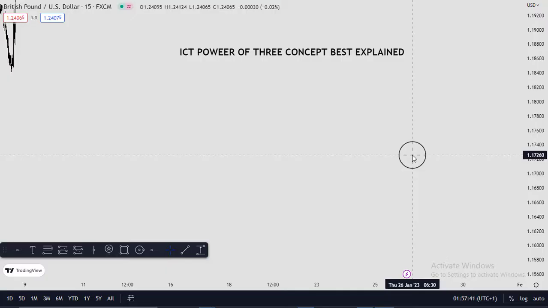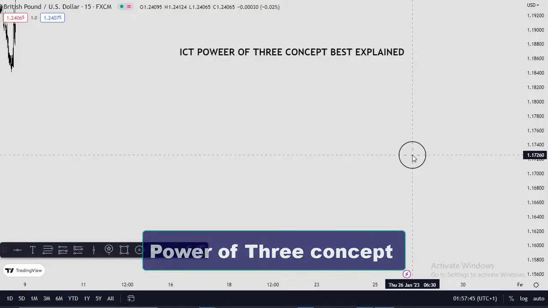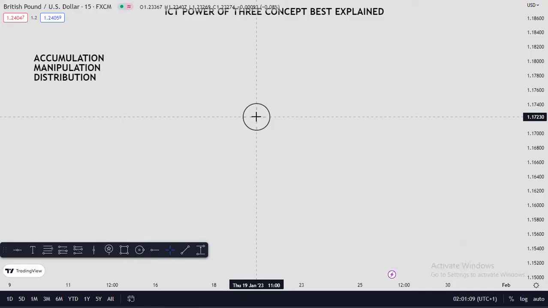One of my best entry models for day trading, which is the ICT power of three concept, best explained in this video. So what is the power of three concept? The power of three concept is the concept of accumulation of contracts or orders, manipulation of retail, and distribution of orders into a draw on liquidity residing above or below the marketplace, either in the form of buy side or sell side liquidity.